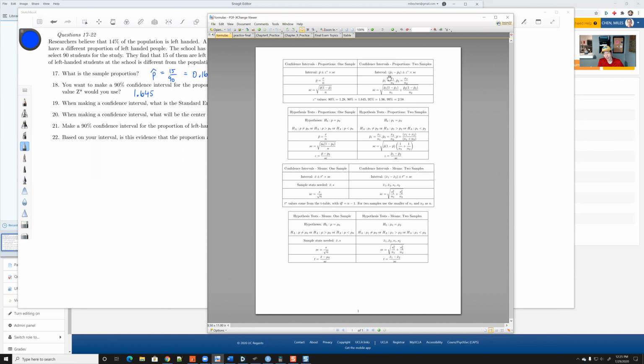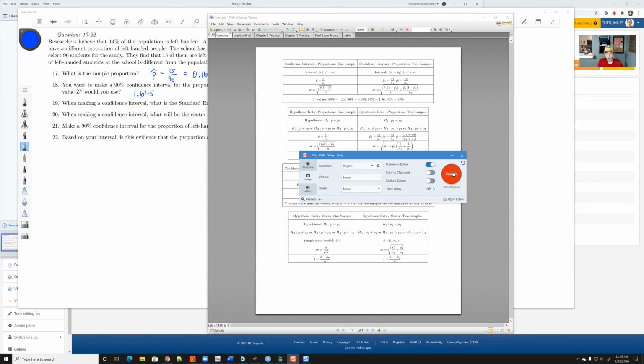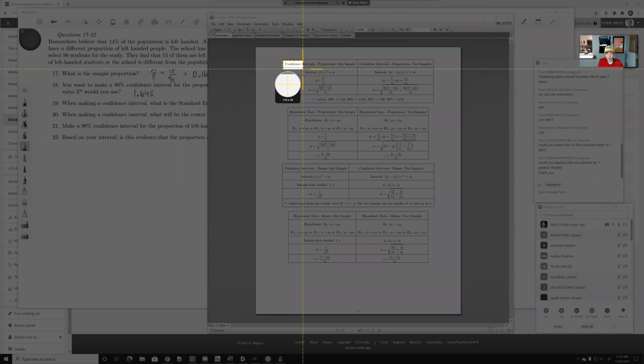Again, we're not going to use this thing, confidence intervals with two samples, proportions. I didn't cover that, so that's not going to be here. But this is what we have here. I guess I can copy this.